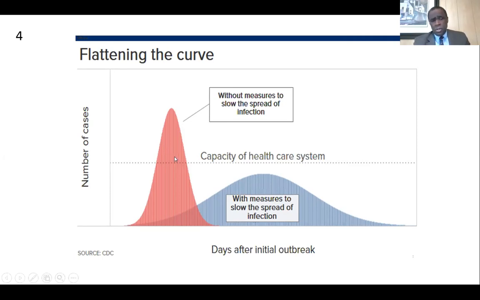Overwhelming the healthcare system is an incredibly scary thing. And I can tell you, as a healthcare worker, I was really worried about this in mid-April or so. And certainly talking to my colleagues in places like New York, they were really very concerned.